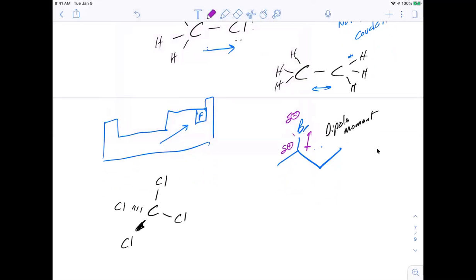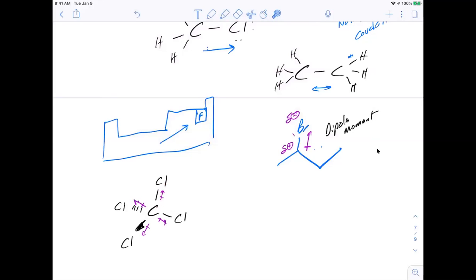If we look at this example, we have carbon with 4 chlorines around it. Is there going to be a bond dipole towards the chlorine? Yes, that's going to have one. That's going to have one. That's going to have one. That's going to have one, right?